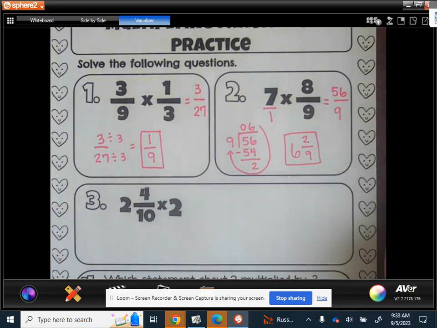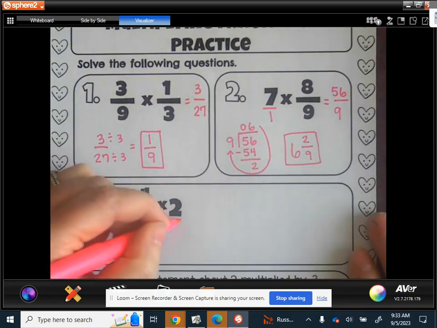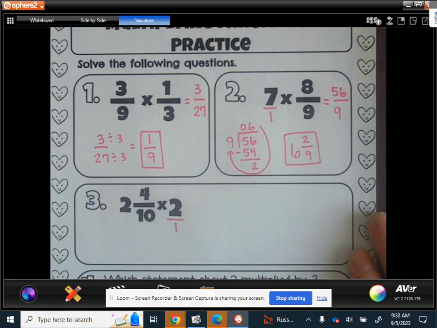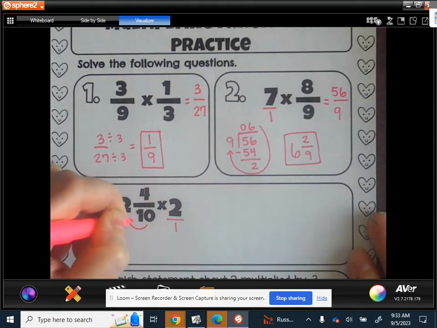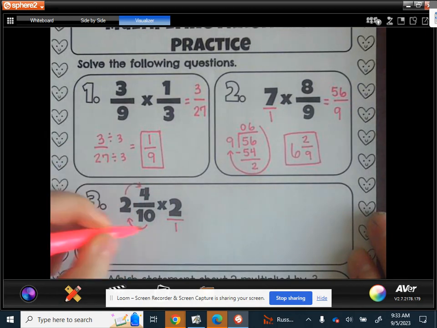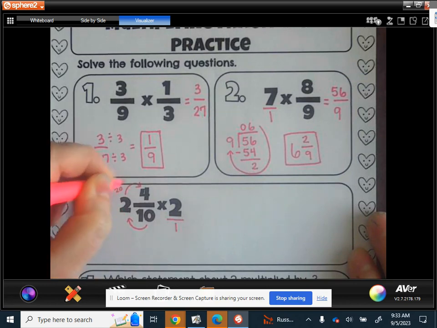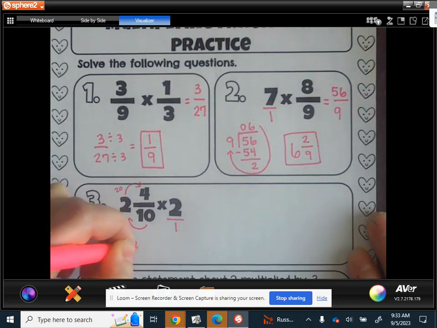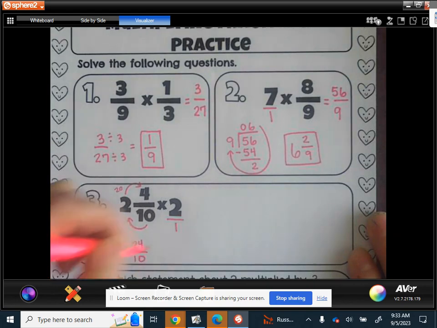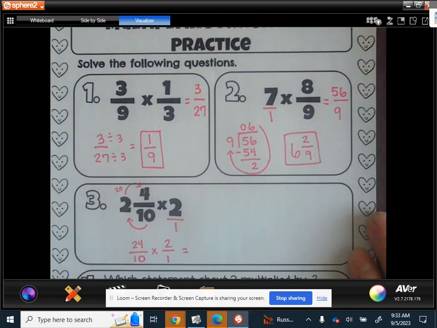Okay, and then on this last problem, we do have a whole number. So remember, you do want to put a denominator of 1 there. But we also have a mixed number. You can't multiply with a mixed number, so you have to turn that into an improper fraction first using math. So 10 times 2 gives us 20, and 20 plus 4 gives us 24, and then our denominator stays the same. And then once you have it as an improper fraction, you can do your multiplication.